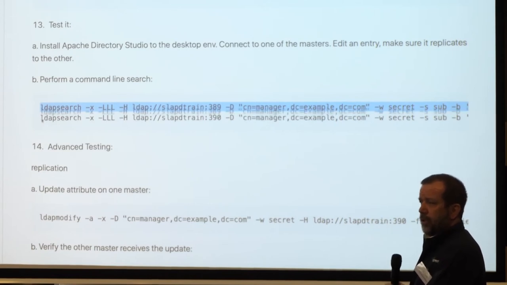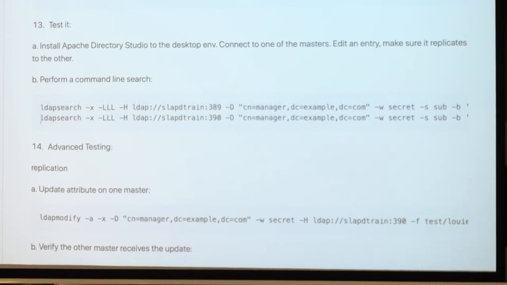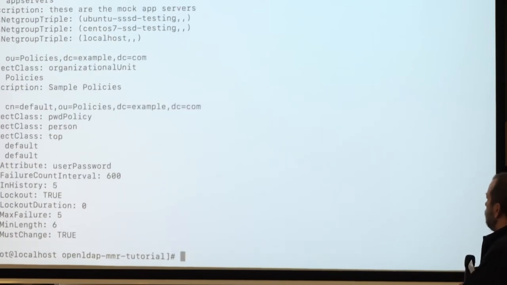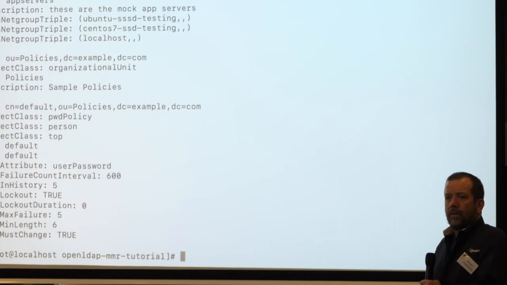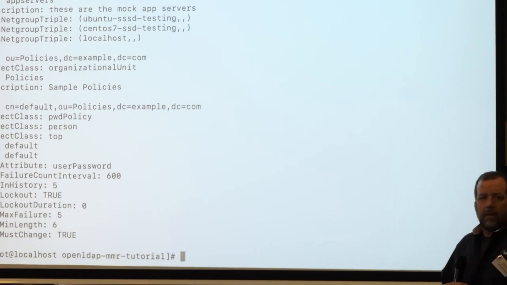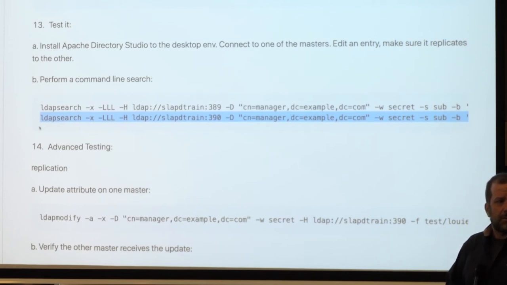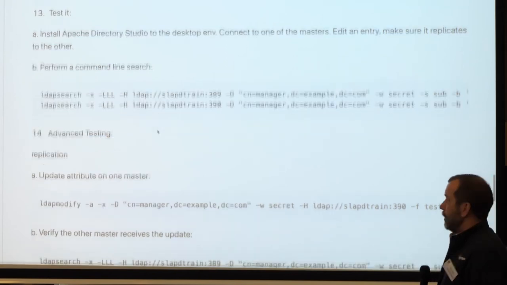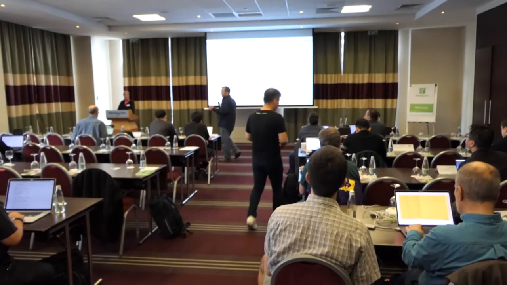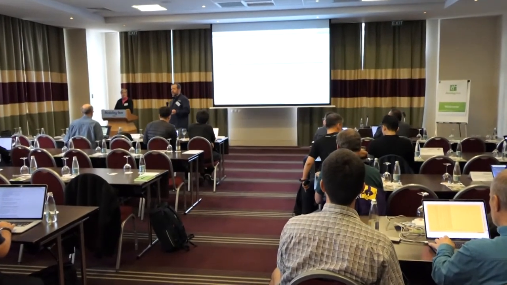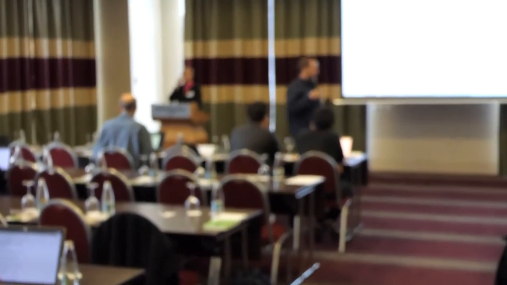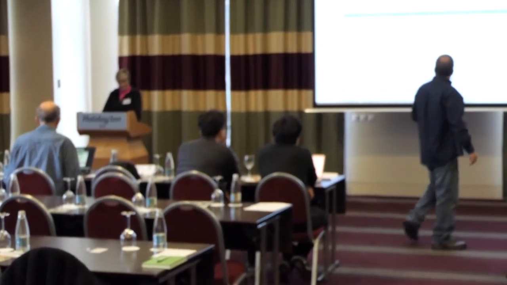So the next search, we'll see if it replicated correctly. We'll do the same search against 390, and the data should match. And in this case it did, replicating between the two masters, at least from 389 to 390. We have two instances of slapd masters, in mirror mode, and they're synchronizing together.